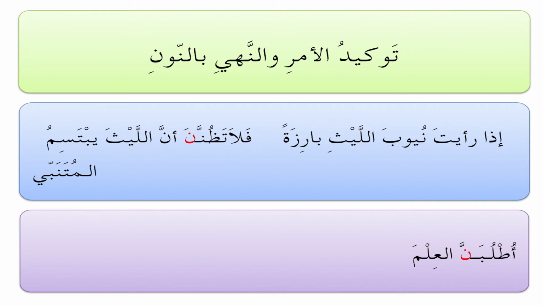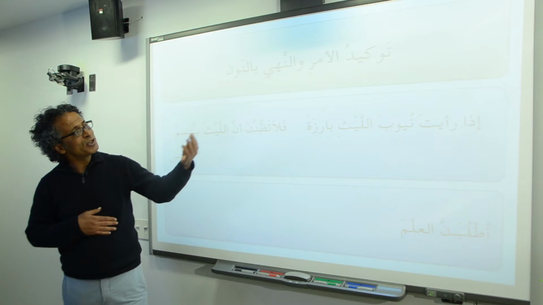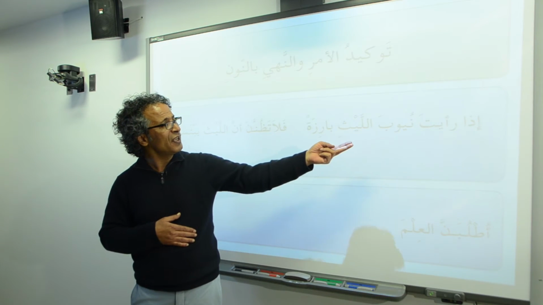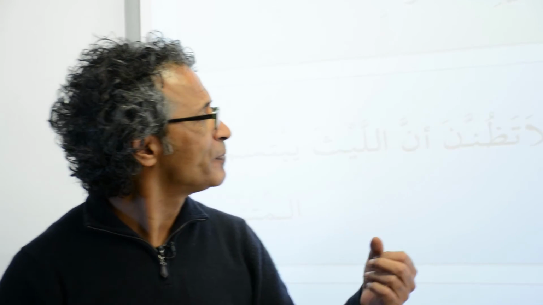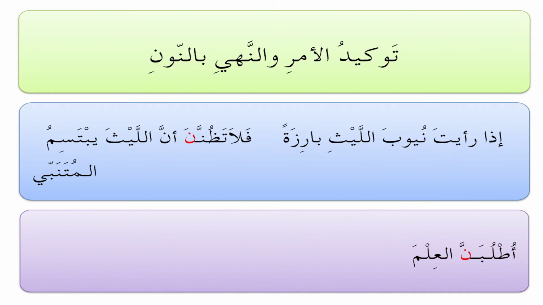It says, إذا رأيت نيوب الليث بارزة فلا تظنن أن الليث يبتسم. So تظنن, there's that extra noon here, basically that emphasizes what the line is saying. If you see the fangs of a lion, do not think that the lion is smiling. اطلبن العلم. Search for knowledge. And by adding the noon here, we're making actually the imperative more emphatic.